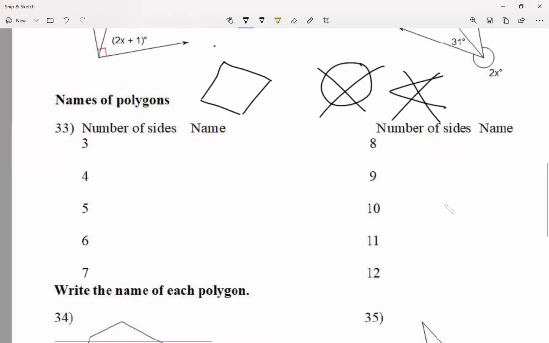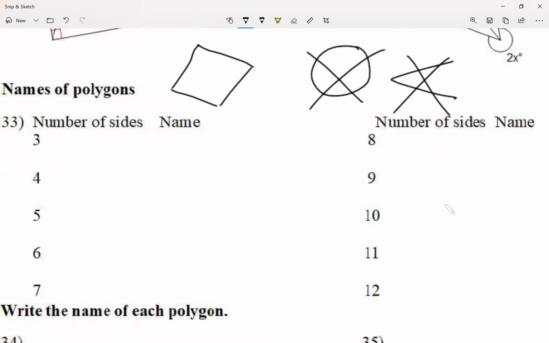The minimum amount of sides a polygon can have is 3 sides. So here, question number 33, let's talk about the names. The polygon with 3 sides, we can imagine a polygon with 3 sides. We're going to call that triangle. That's something you guys have known. Triangle. Now, polygon with 4 sides, there's many of them.